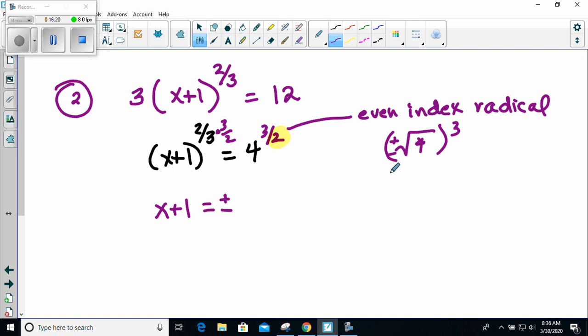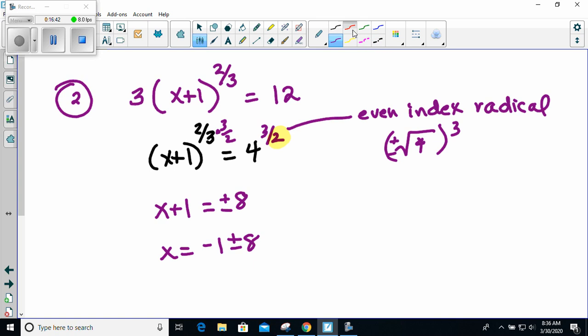So let's think about it. The square root of 4 is 2. 2 cubed is 8. The square root of 4 is 2, and then 2 times 2 times 2 is 8. That's what 4 to the 3 halves is. You could type that into Desmos if you wanted, but that's what you would get. Now, just like when we were dealing with radicals, I see that I have 2 answers. So I'll subtract 1 from both sides. x equals -1 plus or minus 8.